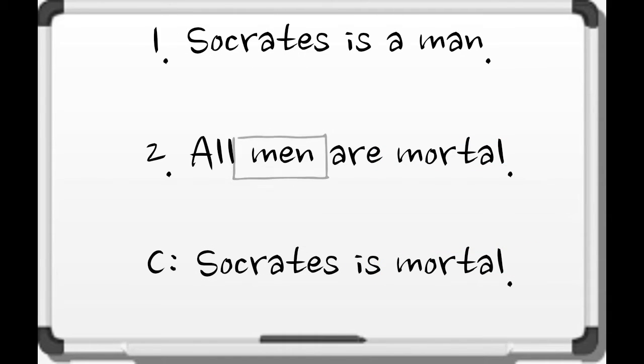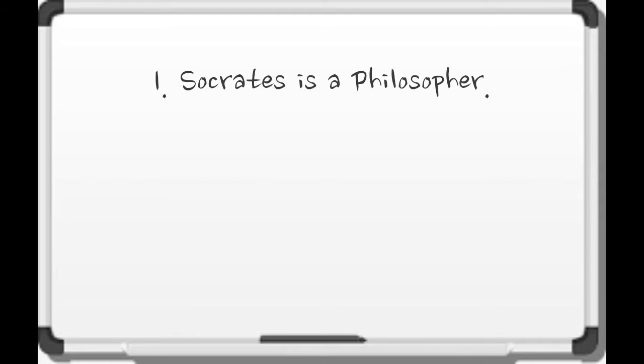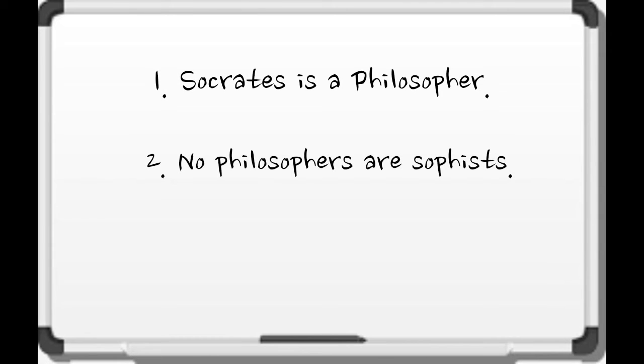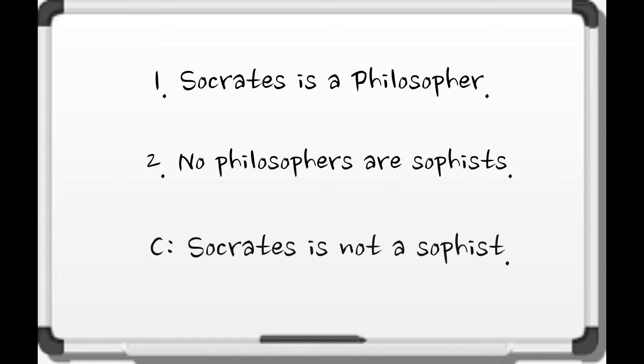An example of a syllogistic argument that excludes could go as follows. Premise 1. Socrates is a philosopher. Premise 2. No philosophers are sophists. Therefore, Socrates is not a sophist. In this example, the major term is sophist, the minor term is Socrates, and the middle term that connects the two premises is philosopher.